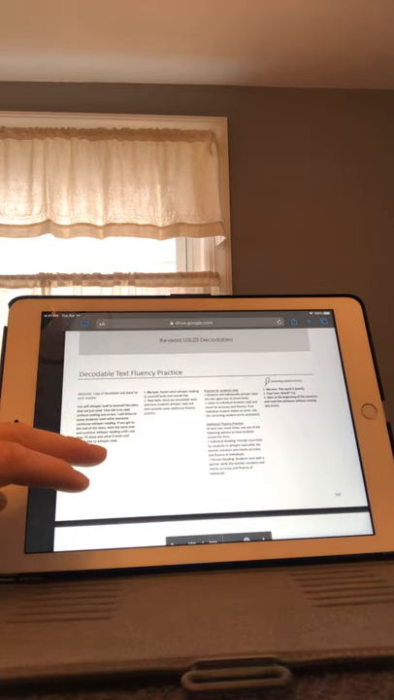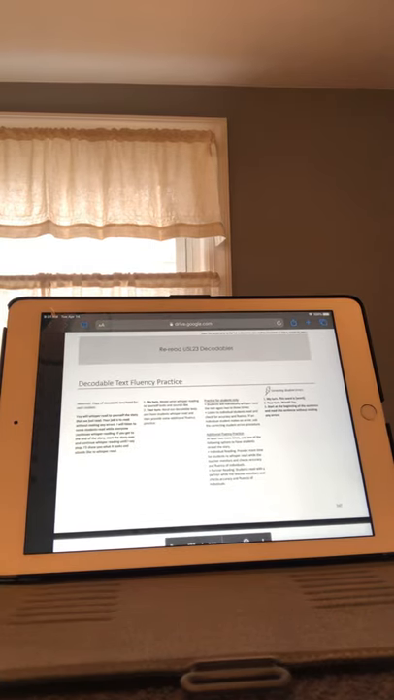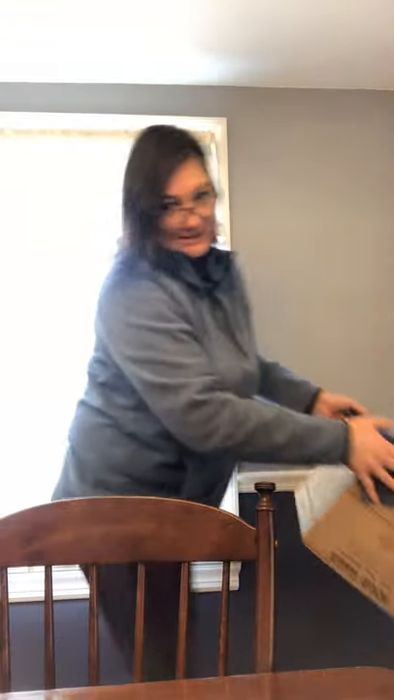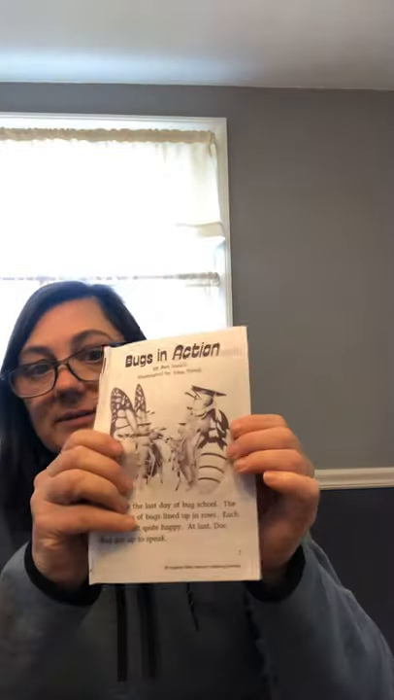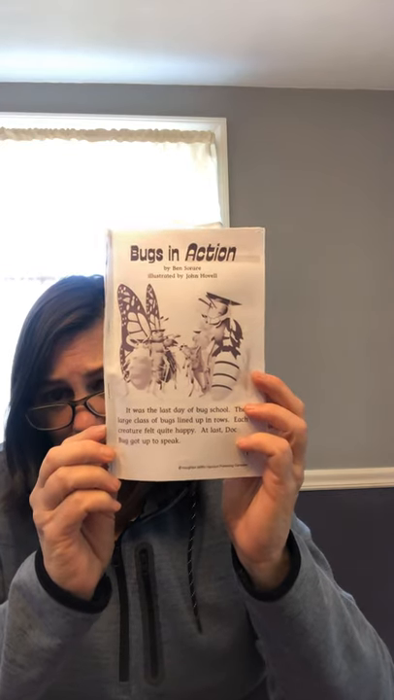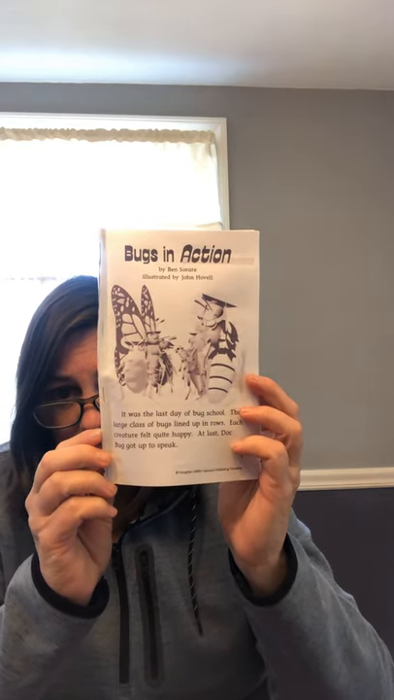Okay, so we're going to reread the story, Bugs in Action, that we read yesterday. Now, usually when we have the second day of reading, I will let you guys read on your own. Or sometimes we'll do partner reading, but we don't have that option right now. So what I'm going to do is I'm going to read it to you, and you can read along with me if you like, or just listen.